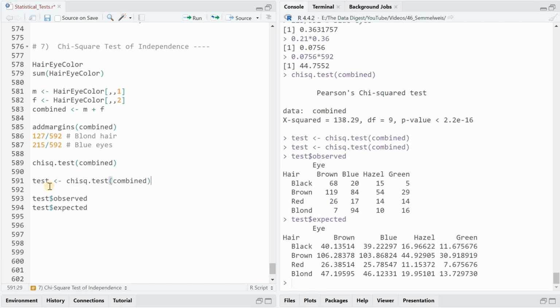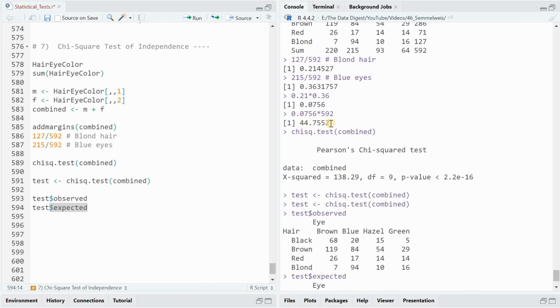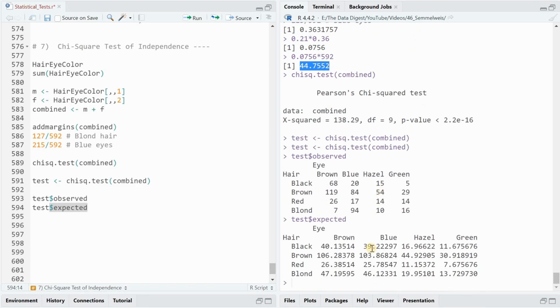When we save the results of the chi-square test in this test object, we can extract the observed observations and also the expected ones. So what we just did for blue eyes and blonde hair, the test automatically does, with some rounding errors, exactly what we calculated by hand.